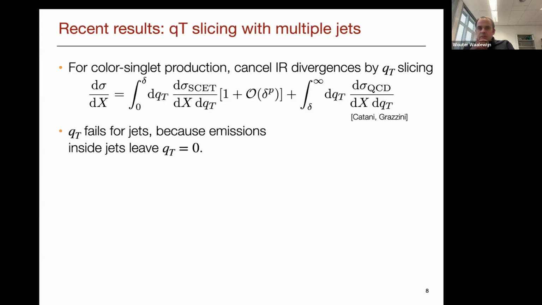Okay. So another example that I want to mention is related to transverse momentum, but this is using qT slicing for multiple jets. And what is the problem? If you want to do higher order calculations, you have to cancel infrared divergences between the virtual and the real part of the calculation. And one way of doing that is by slicing. What you do is you say, I'm going to calculate some cross section, and I have some resolution variable. So take the example of Drell-Yan, where you produce a photon or a Z boson.